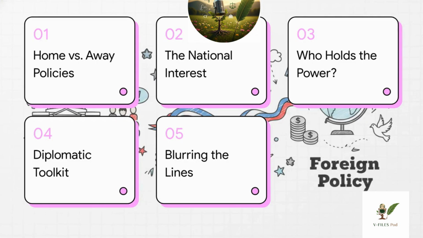We've got a clear 5-step playbook that's going to tightly organize our whole analysis today. First, we'll look at home versus away policies. Second, we'll uncover the national interest. Third, we'll examine exactly who holds the power. Fourth, we'll open up the diplomatic toolkit. And finally, in step 5, we're going to look at blurring the lines.